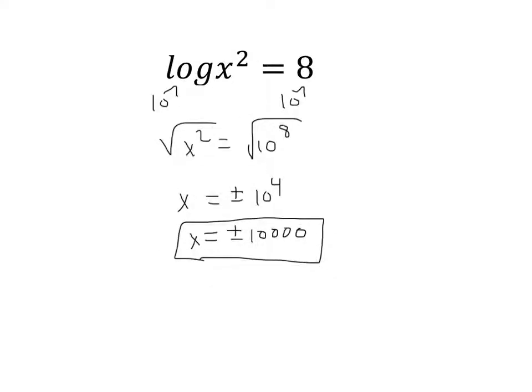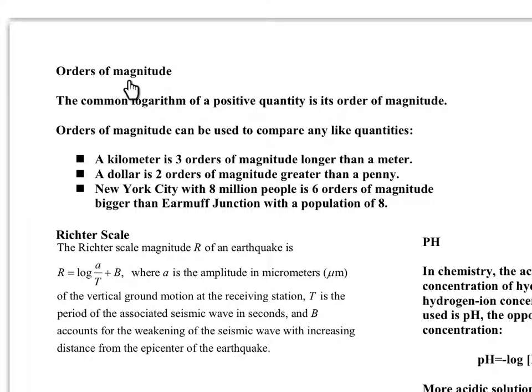Okay, let's look at some different examples here. Orders of magnitude. The common logarithm of a positive quantity is its order of magnitude. Orders of magnitude can be used to compare any like quantities. So a kilometer is 3 orders of magnitude longer than a meter, because you'd have to multiply by 10 3 times. A dollar is 2 orders of magnitude greater than a penny, because of those 2 decimal places.